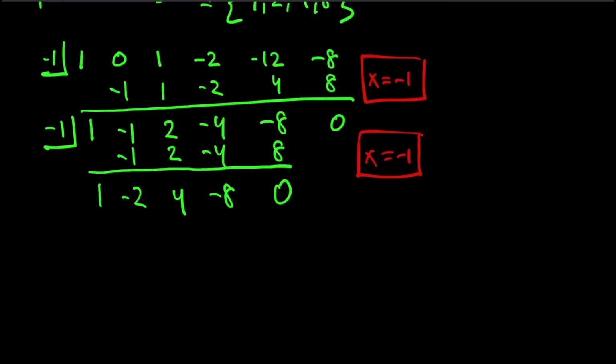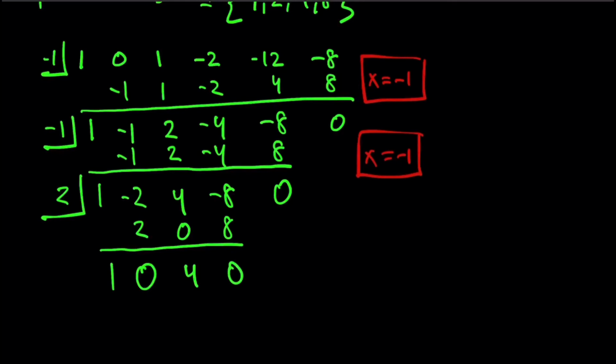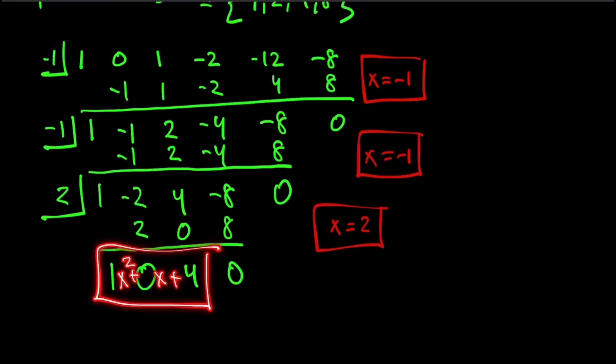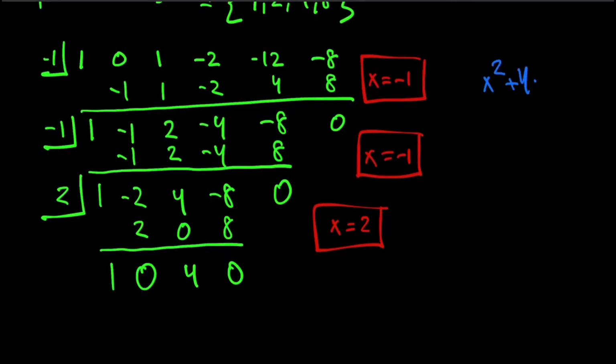So let's go with 2. Bring down, multiply, add, multiply, add, multiply, add. Excellent. So I know 2 is another root. Well, now we started with a 5th degree. Then I had a 4th degree. Then a cubic. Now I finally have a quadratic. This is x squared plus 0x plus 4. Or basically x squared plus 4. Let's write that over on the side. X squared plus 4 equals 0.